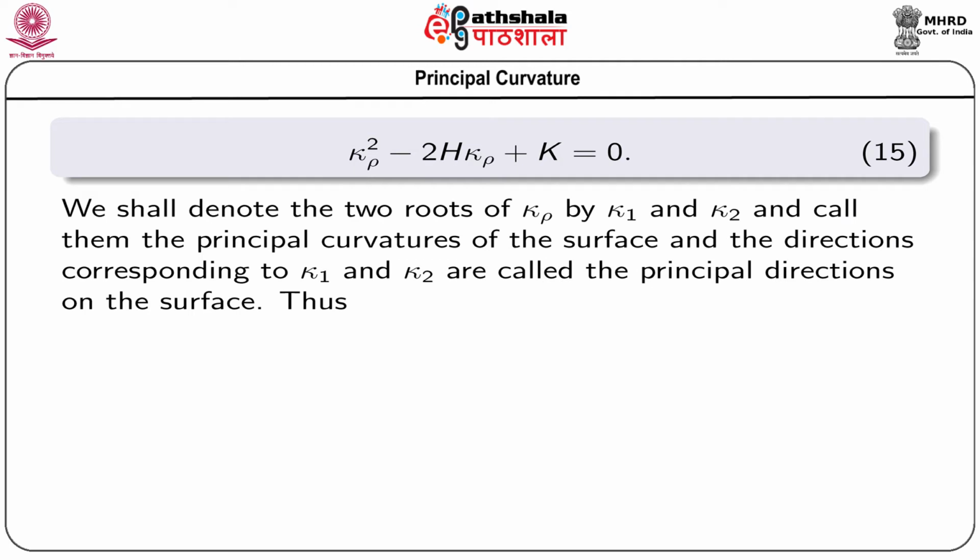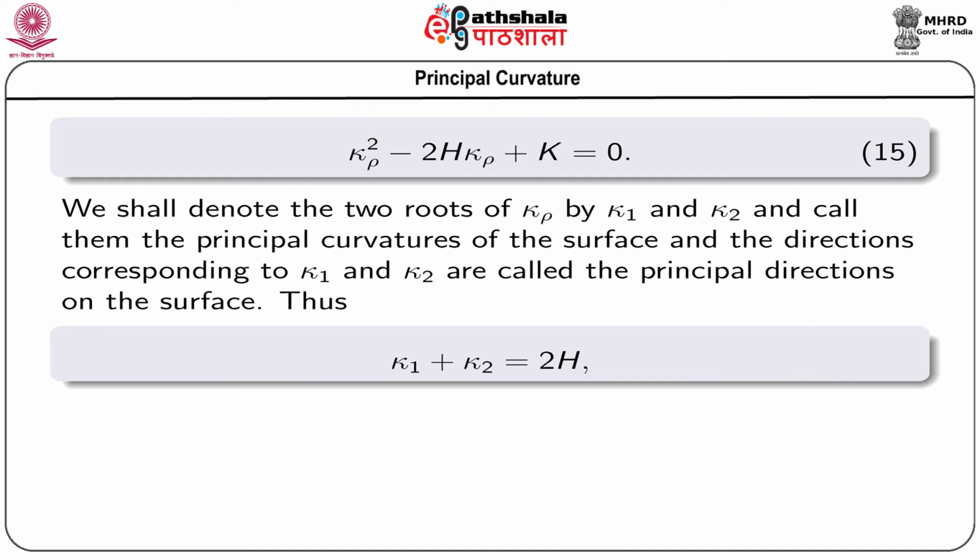So, we denote the two roots of kappa rho by kappa 1 and kappa 2 and call them the principal curvatures of the surface, and the directions corresponding to kappa 1 and kappa 2 are called the principal directions on the surface. So, from this equation we get the principal curvatures of the surface and also the principal directions on the surface.